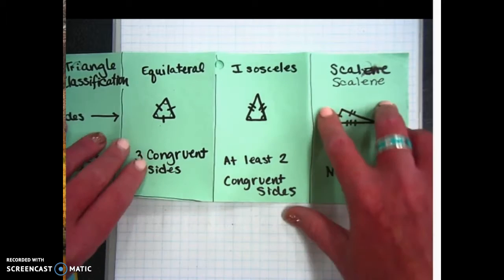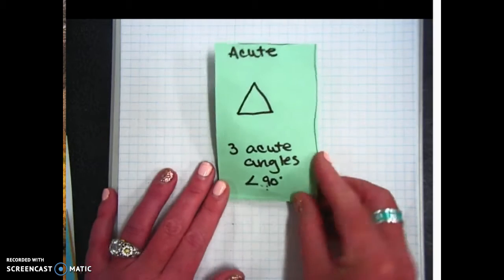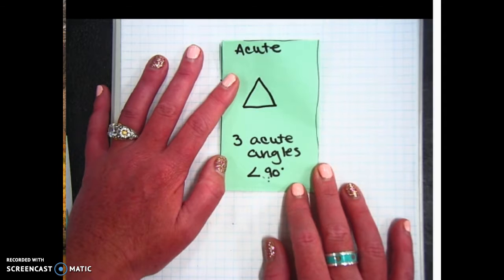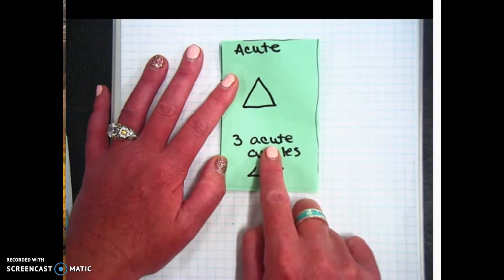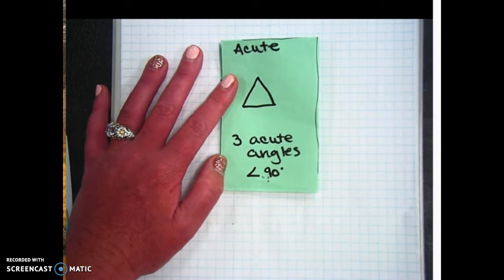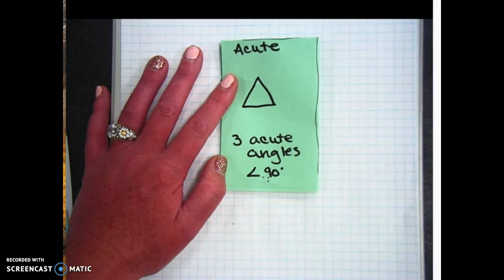Now we're going to work on the bottom 4 boxes, which means we're going to classify by angles. Okay? So the first box underneath the classification is acute. So an acute triangle means that the triangle has 3 acute angles. All 3 of the angles on the triangle must be less than 90 degrees. Can they be equal to 90 degrees? No. They have to be less than 90 degrees. Okay? If the triangle has a 90-degree angle, it's going to have a different classification.